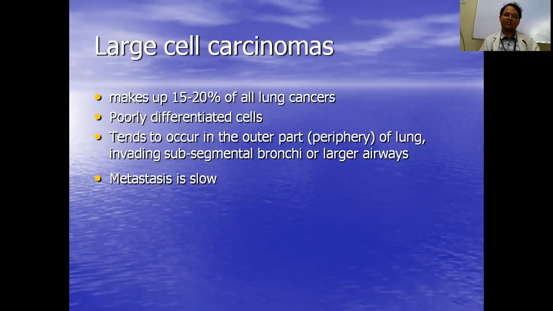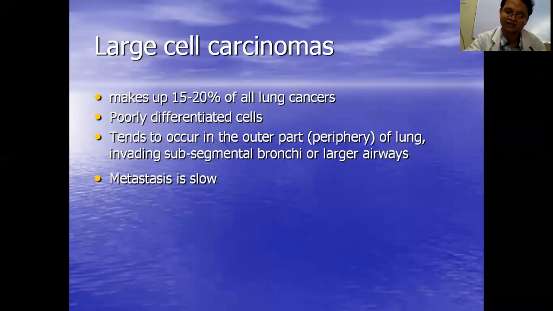The other carcinoma is large cell carcinoma. They make up around 15 to 20% of all lung cancers. Here, the cells are poorly differentiated, like your adenocarcinoma. This tumor also commonly occurs in the outer or peripheral parts of the lung, invading the subsegmental bronchi as well as the larger bronchi. They are slow in their metastasis.